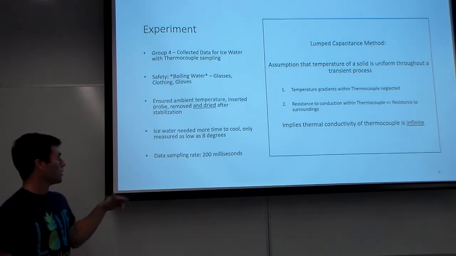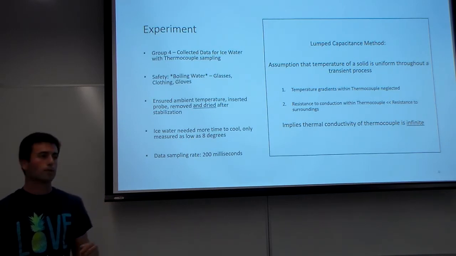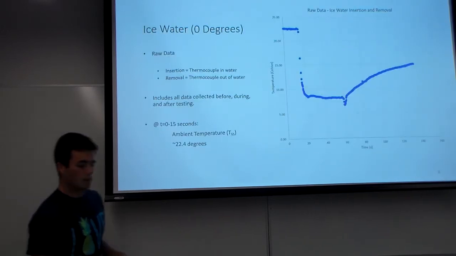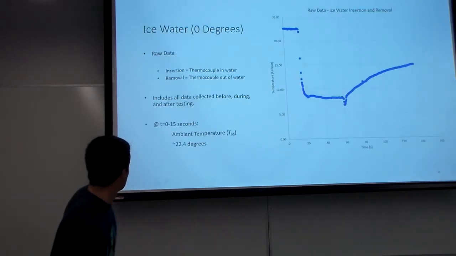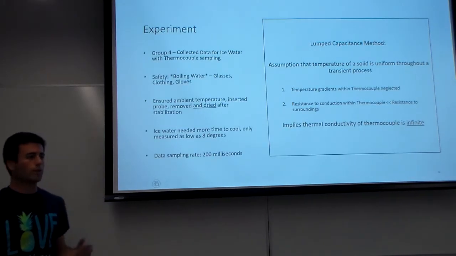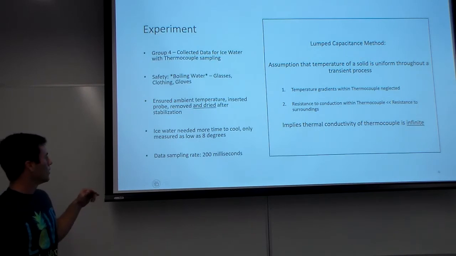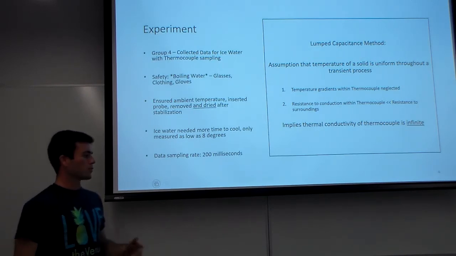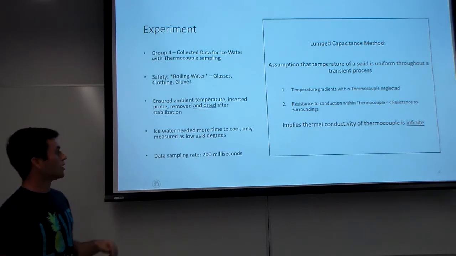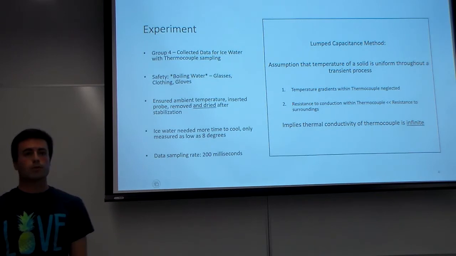And then what we did notice is the actual ice water, especially from my data, got down to about 8 degrees, which we expected to be at 0 degrees, but because we only poured the water in just before, when we just got into the lab, it didn't have time to get cool enough. And then our data sampling rate was 200 milliseconds. This was pretty good. The only issue we saw is we didn't have a whole lot of points for that initial temperature change.